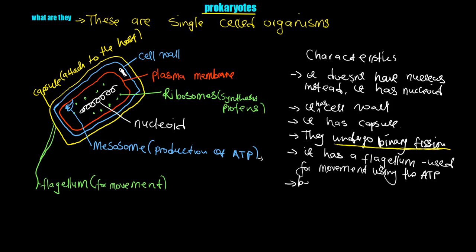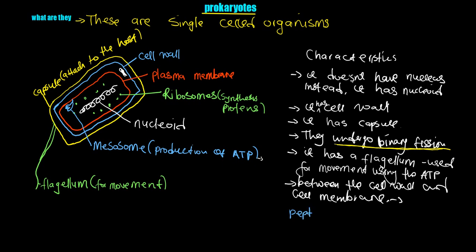So between the cell wall and the cell membrane, which is the plasma membrane, there's a layer that we call peptidoglycan. So peptidoglycan is a layer that we find there.